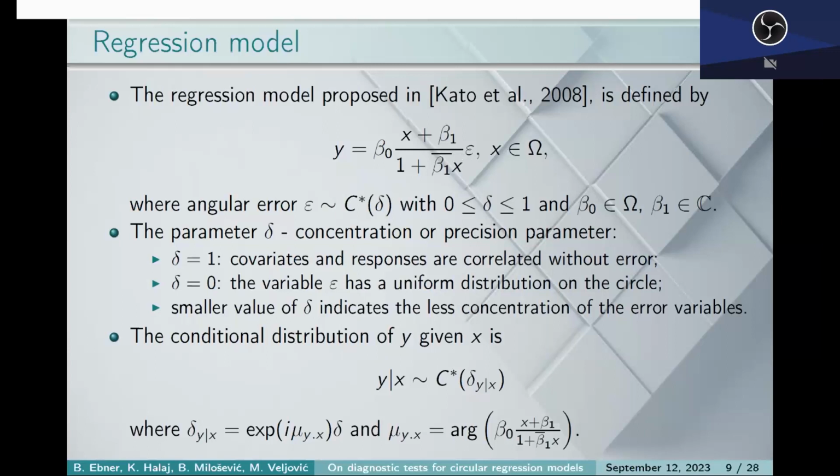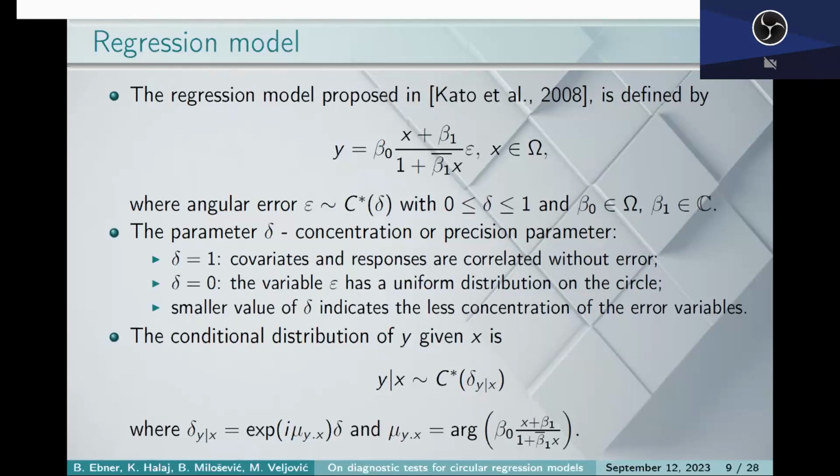Based on properties of the wrapped Cauchy distribution, we can obtain the conditional distribution of y given x, and this distribution is also wrapped Cauchy, now with some parameter delta, whose expression is given on the slide. Now we want to estimate the unknown parameters of the model, but the problem is that we can't use standard results for ML for the wrapped Cauchy distribution, because now this parameter of the distribution depends on the covariate x. And the idea is next.